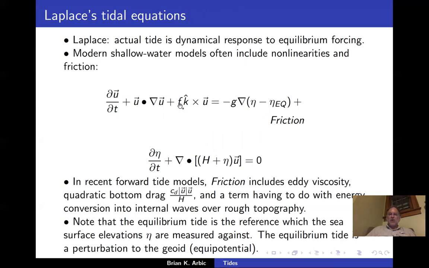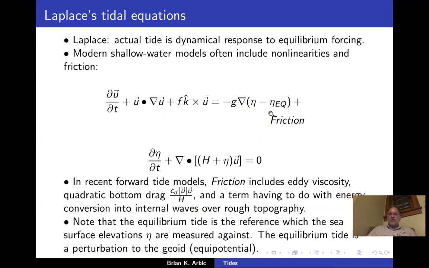This is the Coriolis force due to Earth's rotation. This is Earth's gravity. This is a spatial gradient operator, partial partial x, partial partial y, partial partial z. Eta is the departure of the sea surface height from average. And here is the equilibrium tide we talked about earlier. So the equilibrium tidal forcing is, and then there's a friction term, of course.